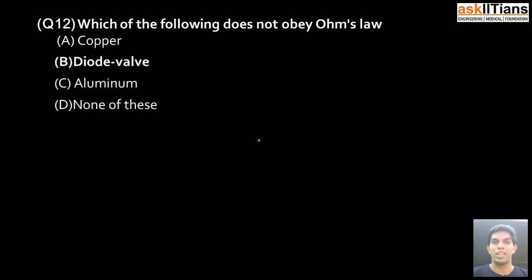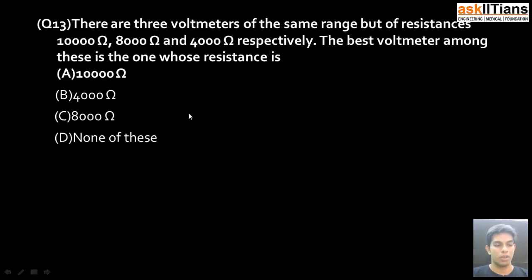Which of the following does not obey Ohm's law? So copper is a metal, it obeys Ohm's law. Diode valve, it doesn't obey Ohm's law because of its reverse and forward bias nature. So this does not obey Ohm's law. Aluminium, it obeys Ohm's law because it's a metal. So B, being wrong, it doesn't obey Ohm's law, is the correct answer. Moving on to the 13th question.